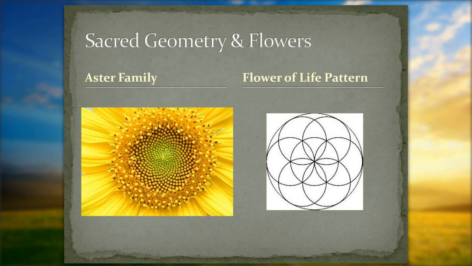Later on in the text, they overlay the flower of life pattern over the aster flower. Now, some of you may be able to see that image in the middle of the flower itself. And I invite you to start to notice this around you in other flowers. What other geometrical images do we see?